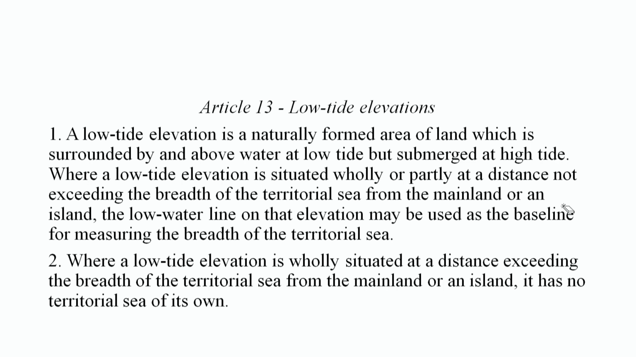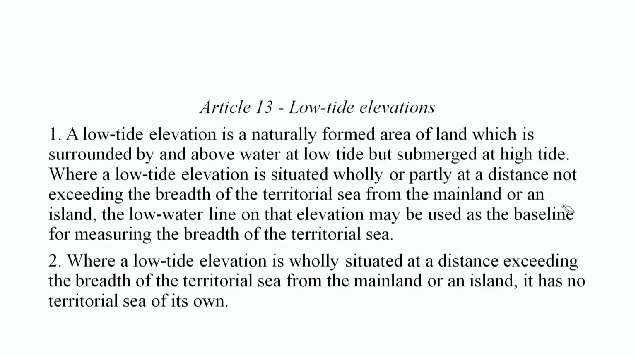But if it is outside the territorial sea area, then it will not be included because it's considered outside the state's domain. So I repeat this: where a low tide elevation is situated wholly or partly at a distance not exceeding the breadth of the territorial sea, the final point is the extent of the territorial sea, which is 12 nautical miles in general, from the mainland or an island. The low water line on that elevation may be used as the baseline for measuring the breadth of the territorial sea. But if it is outside the territorial sea, then the low tide elevation will not be used.